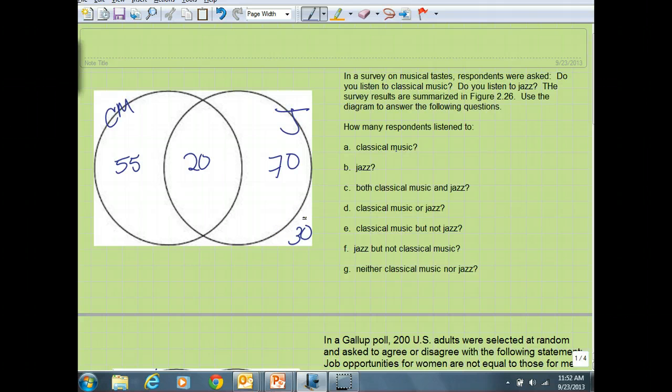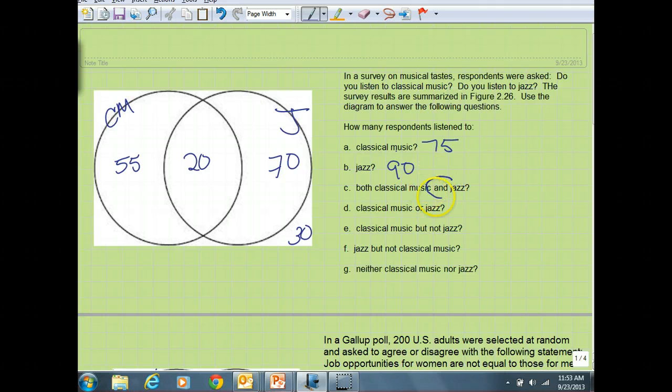Okay, so in a survey on musical taste, respondents were asked, do you listen to classical music? Do you listen to jazz? And the survey results are summarized in this figure. Use the diagram to answer the following questions. Okay, so how many people listen to classical music? 75, because you're adding both the 55 and 20. How many people listen to jazz? 90. Okay?